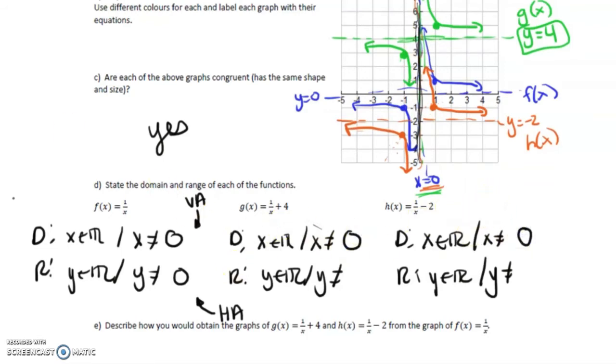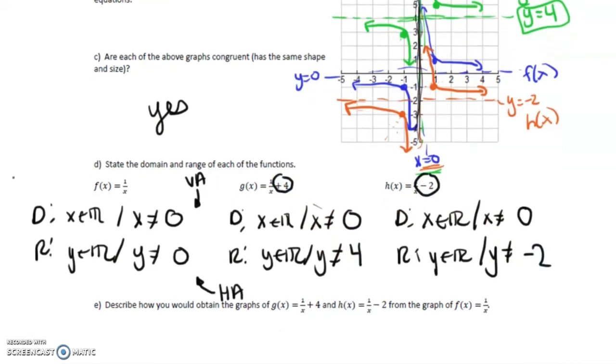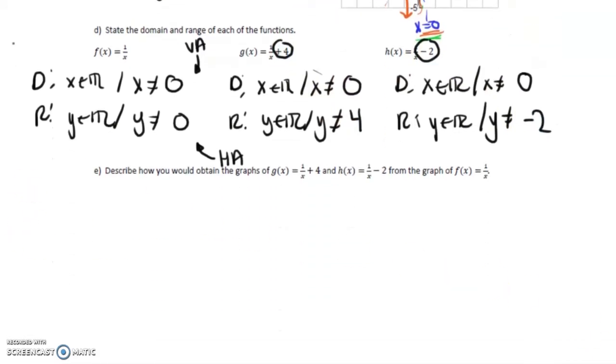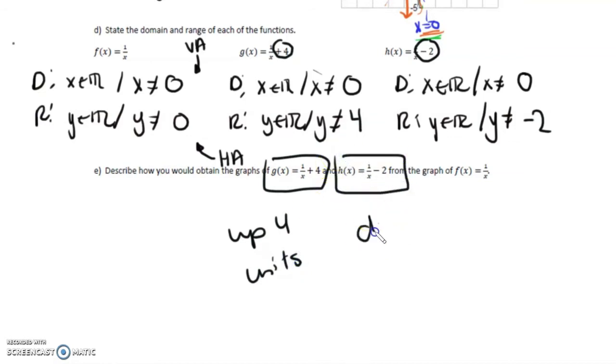And if we take a look at this value right here and this value right here, these are going to be our new horizontal asymptotes. So y is not going to equal 4 and y is not going to equal -2. Okay. And how we would describe these graphs is up 4 units from the original and down 2 units, again, from the original base function.